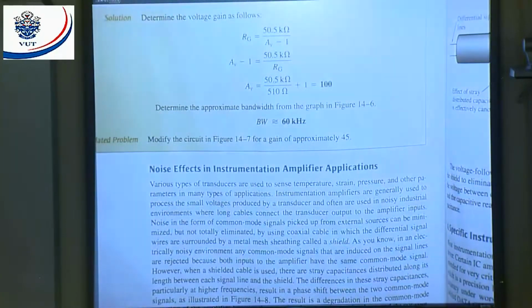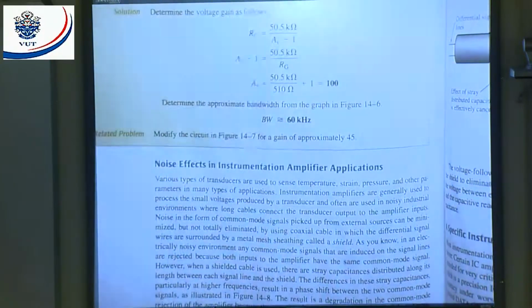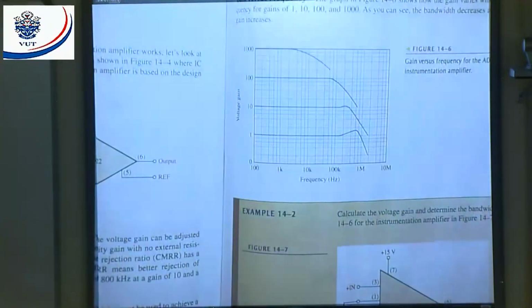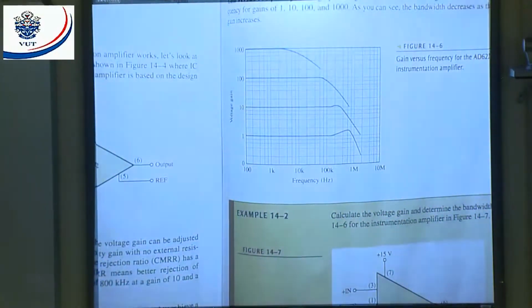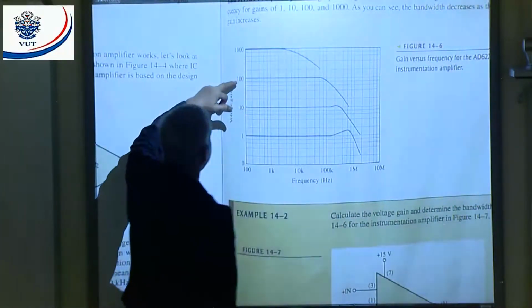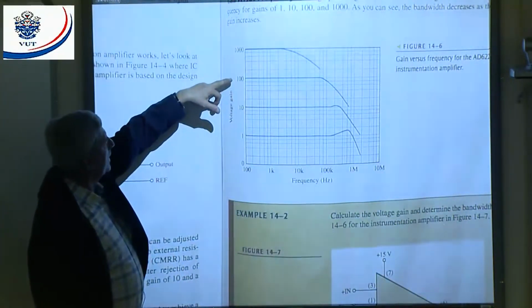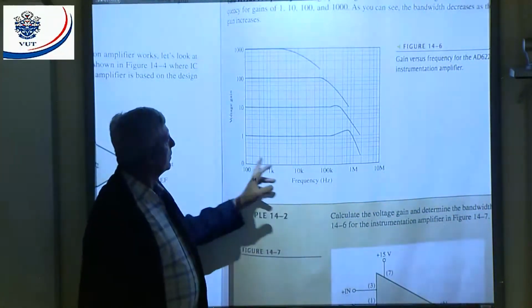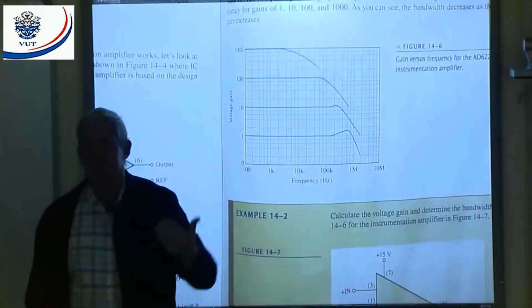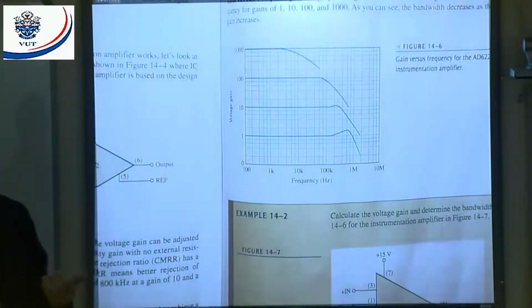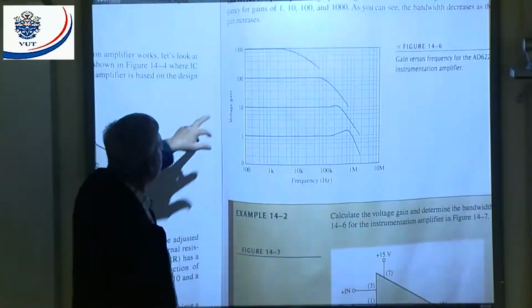approximate bandwidth. I differ a little bit from the book. Let's go and have a look. We now know our gain is equal to what? 100. Now if we go back to this graph, that means which curve are we going to use? We're going to use this curve because my gain is 100. But if you're going to look at your bandwidth, you normally take it how many dBs down? Minus 3 dB, or 0.707 of the maximum.